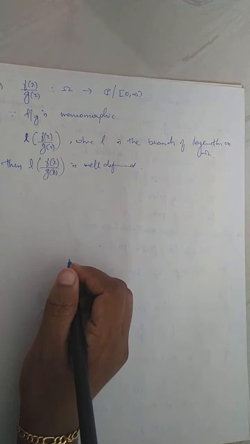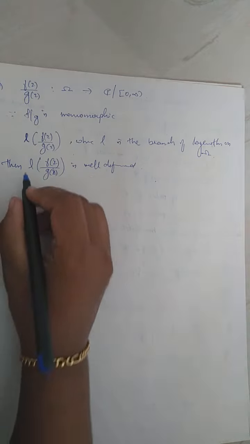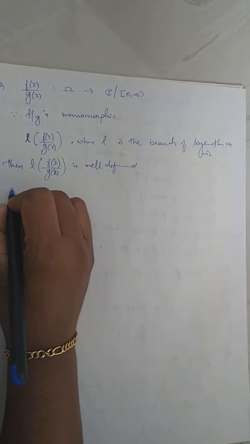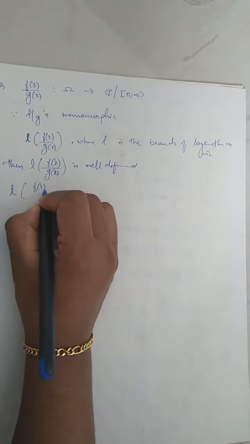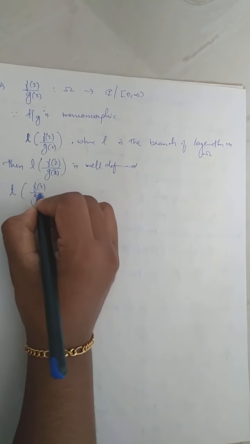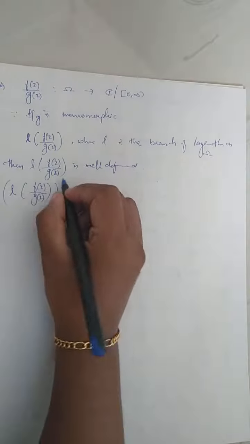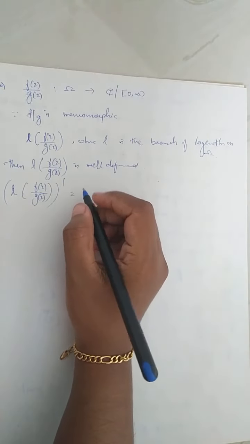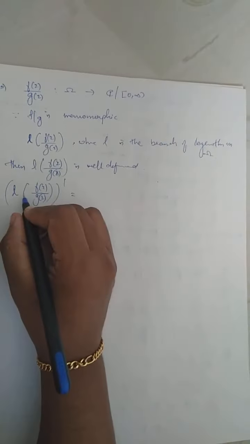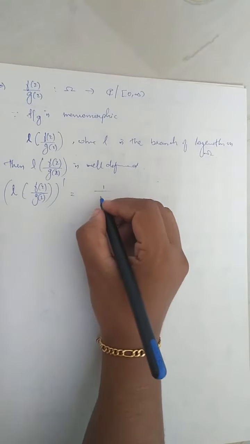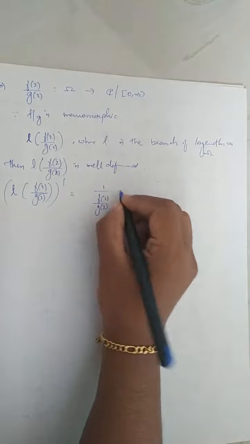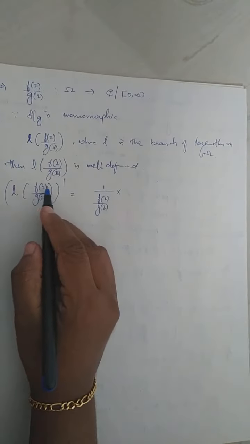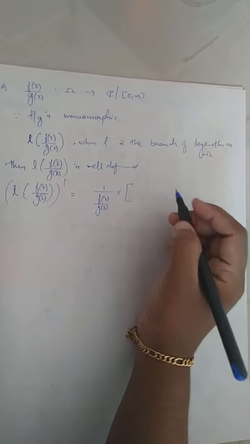Okay, and what is the derivative of this function? The derivative of the logarithm L of f(z)/g(z) will be equal to: the derivative of the logarithm is 1 by z, so we get 1 by f(z)/g(z), multiplied by the derivative of f(z)/g(z), which is by the quotient rule.